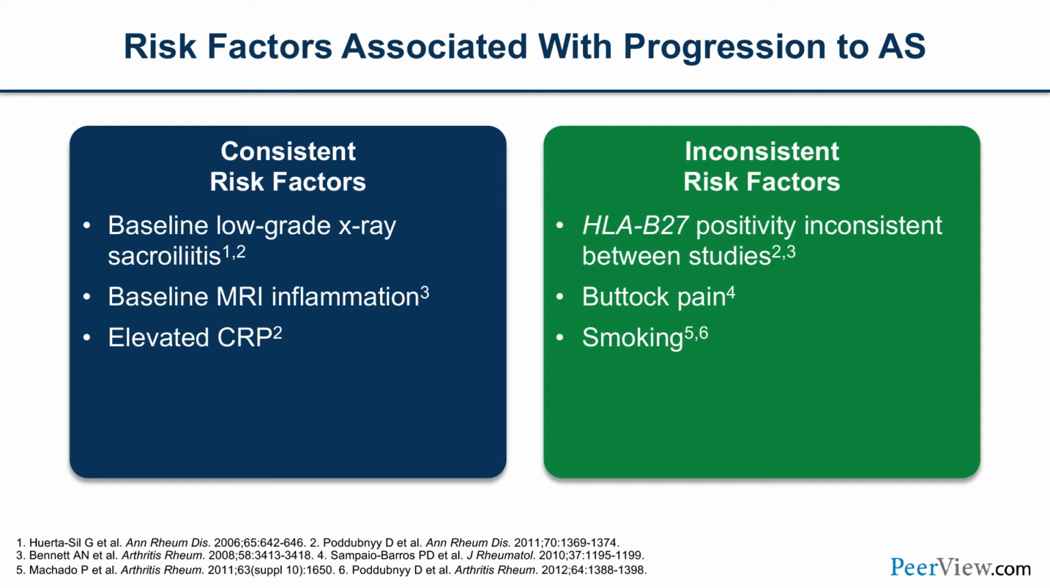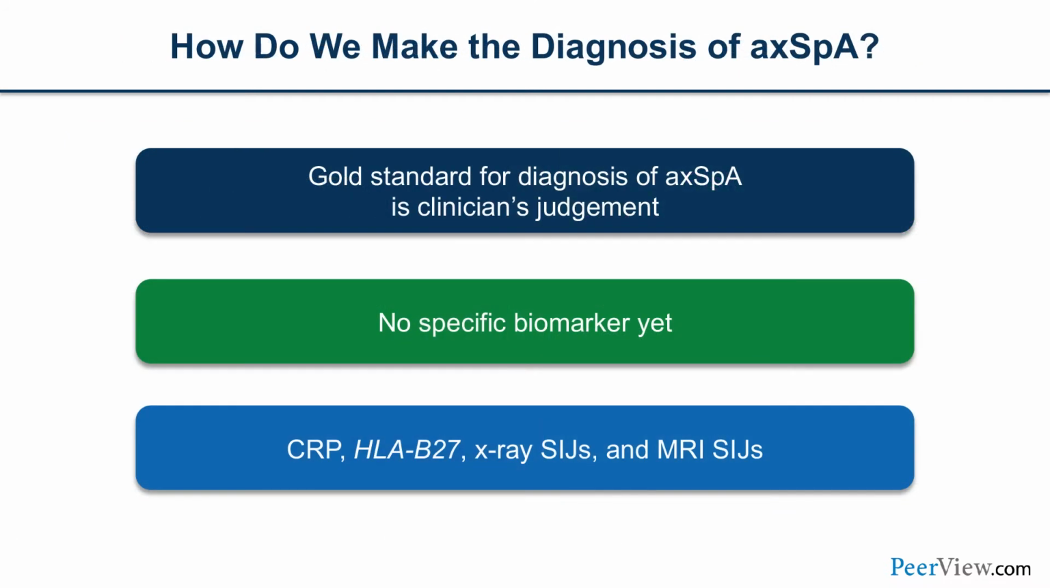such as pain radiating into the buttocks, and smoking, which has been associated with disease progression and also, parenthetically, a risk factor for RA, totally different disease. So with that background, thinking about this in terms of how back pain presents to primary care, how do we make this diagnosis? Well, unfortunately, we don't have a high throughput test of adequate sensitivity and specificity to make this diagnosis, and the gold standard is clinician judgment, taking all the evidence into account.